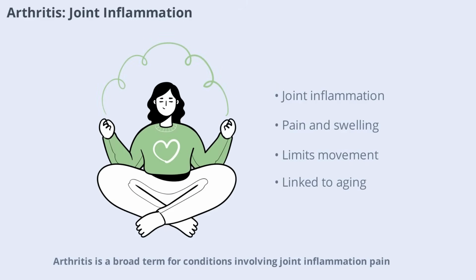Arthritis is a broad term for conditions involving joint inflammation, pain, and swelling. It is commonly associated with aging, but can affect people of all ages. The inflammation leads to discomfort and limits the joint's range of motion. There are many types of arthritis, each with unique causes and characteristics. Early detection and management are key to maintaining joint function and quality of life for those affected by arthritis.